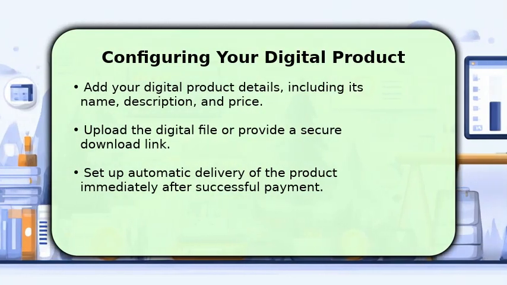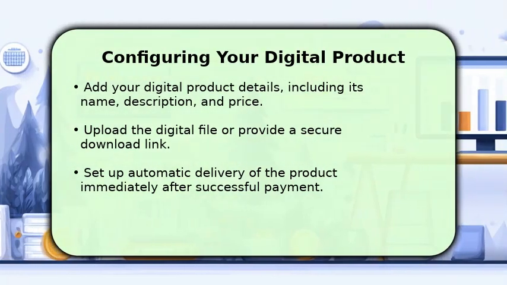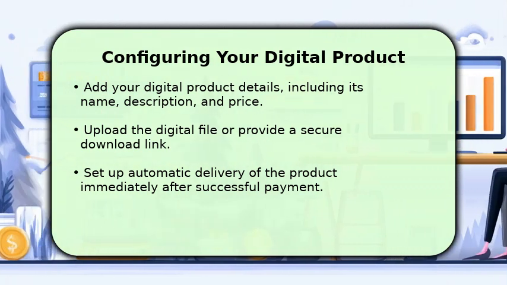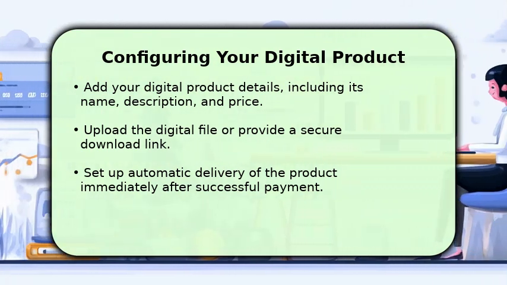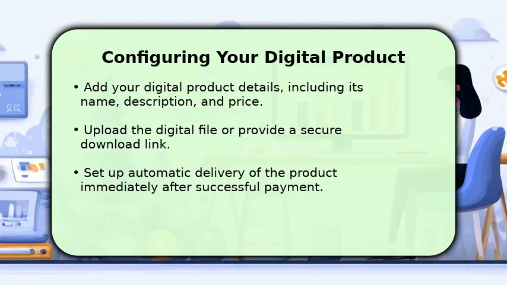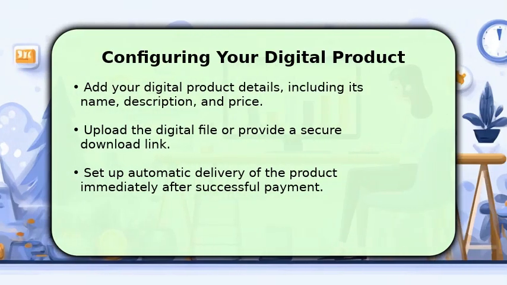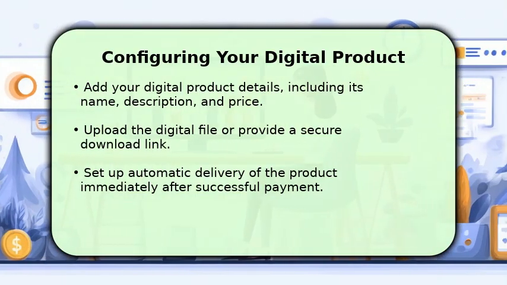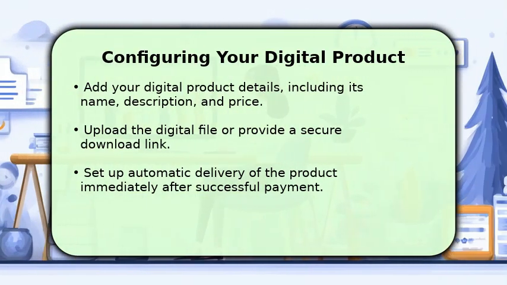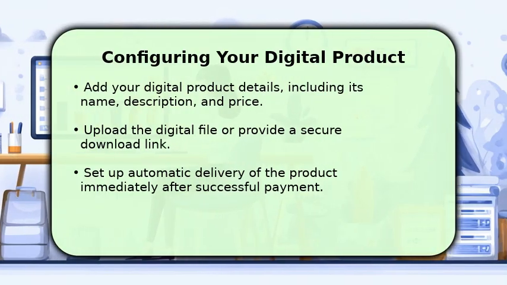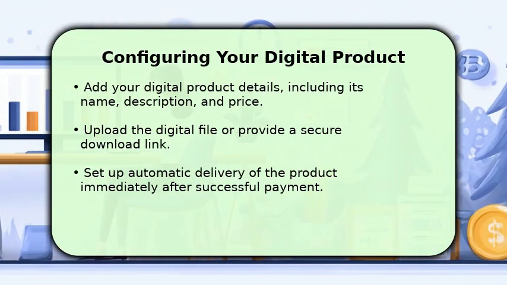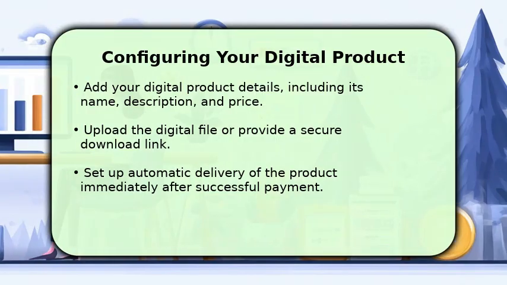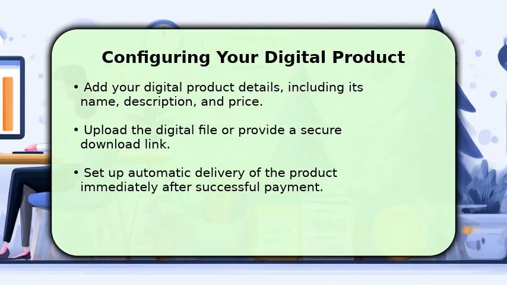Next, it's time to configure your digital product. Add all the essential details, including its name, a clear description, and the exact price. Crucially, you'll either upload the digital file directly or provide a secure download link. Ensure you set up automatic delivery of the product immediately after a successful payment, providing instant access to your customers and streamlining your sales process efficiently.